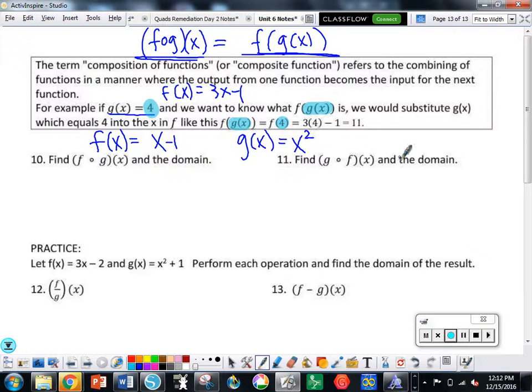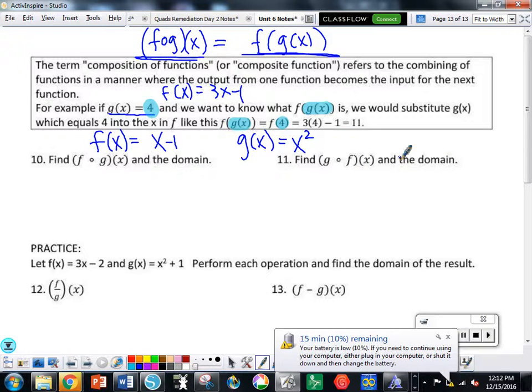Pretend like you have those two functions. F of x equals x minus 1 and g of x equals x squared.